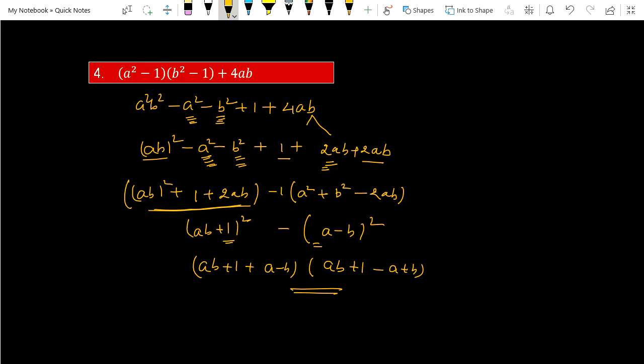These are the factors. Now we can see a square minus b square can be useful in some tricky type of questions. These are the four examples. In this way we can apply the a square minus b square in tricky questions.